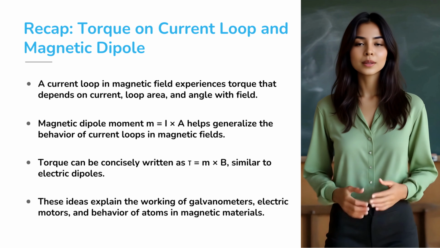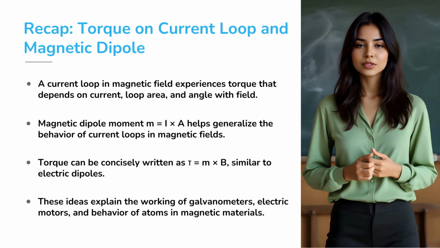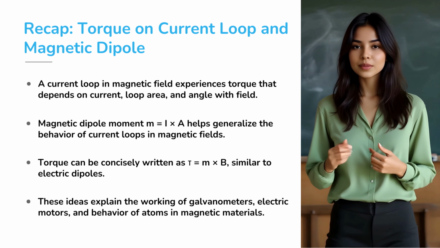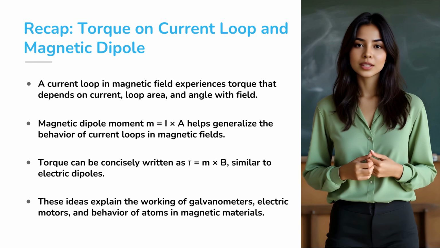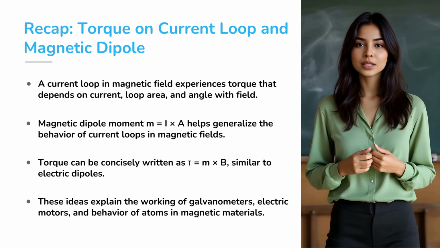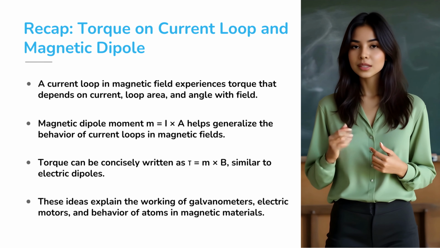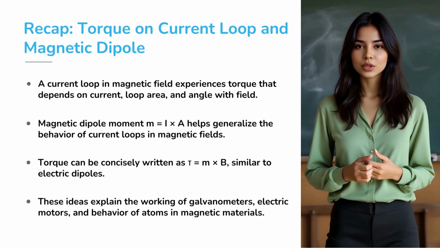So to wrap up, a current loop placed in a magnetic field behaves like a magnetic dipole. It experiences a torque that depends on its magnetic moment and orientation with the field. The formula tau equals m cross B gives us both the direction and magnitude of this torque.